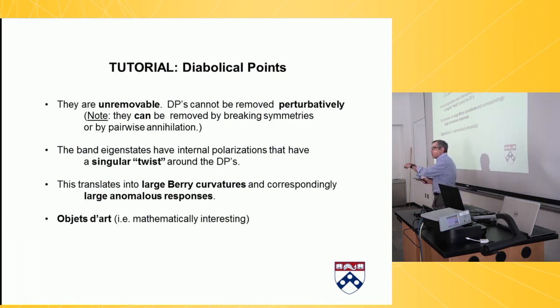So the internal polarization is changing in a very fast way, and that means that the curvature I was talking about on the first tutorial slide is generically really large. And that means if you're looking for anomalous responses, this is the place to look. It's where not only is there an allowed response, it will be exceptionally large.